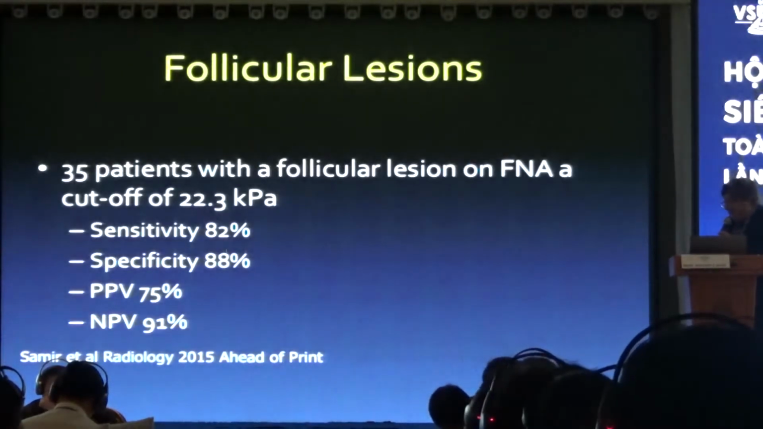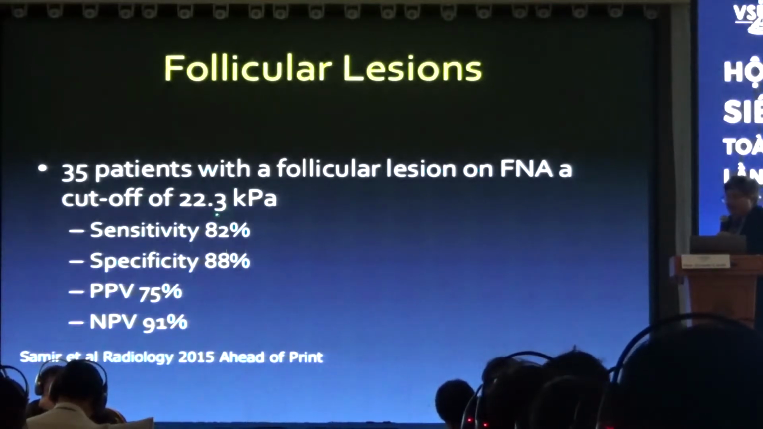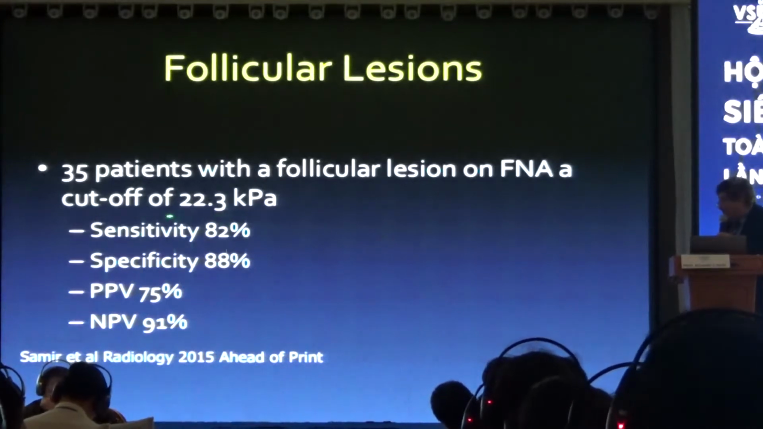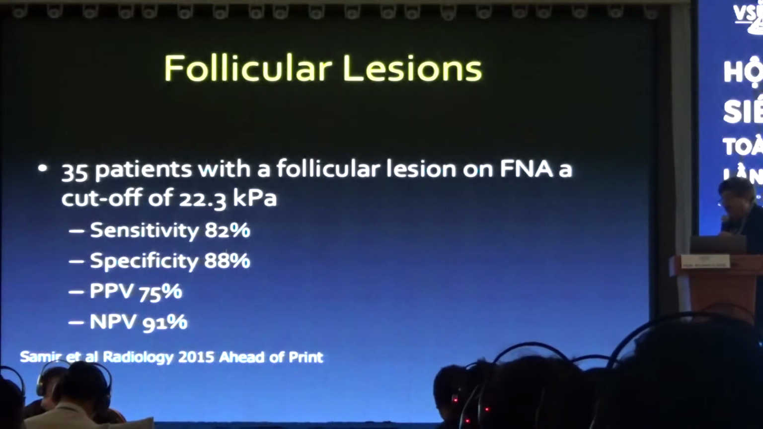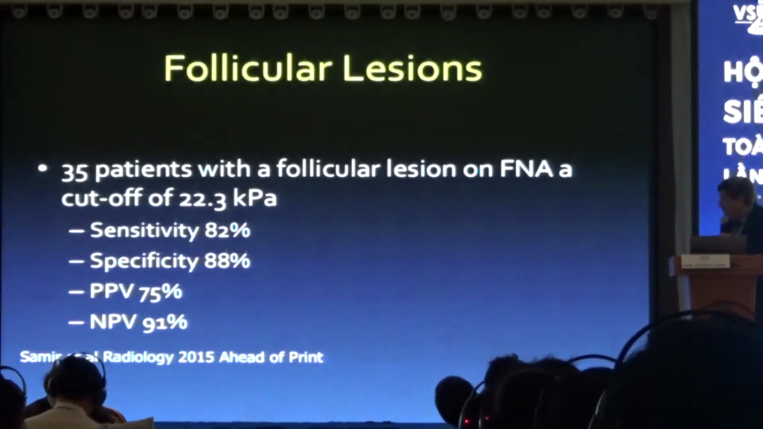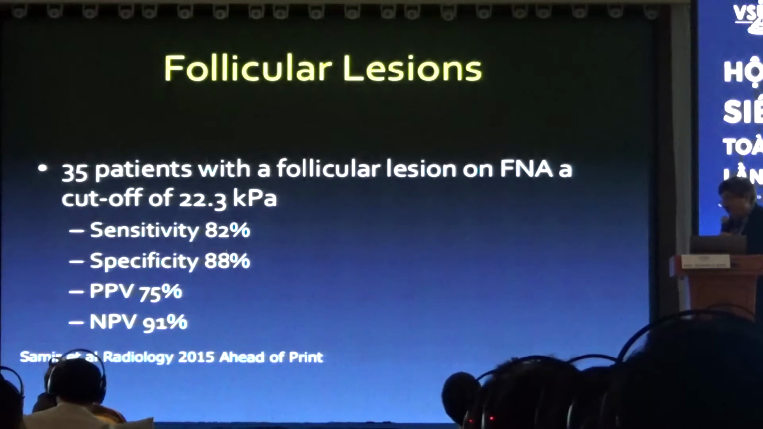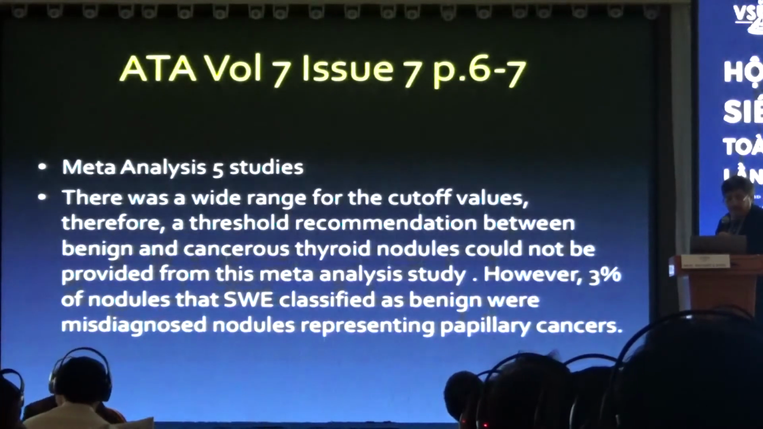Another complicating factor is if we look at follicular lesions. Dr. Samir from Mass General looked at only patients with follicular cancer, and the cutoff value is much lower. It's almost the same as normal thyroid. So in his series of follicular cancers, the cutoff value is almost the same as normal thyroid. So it's very hard. We are probably going to do much worse in picking up follicular cancers than we are in picking up papillary cancers.